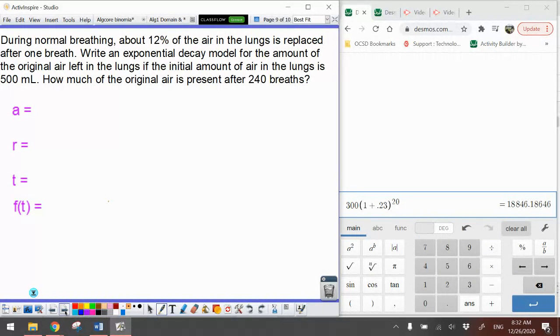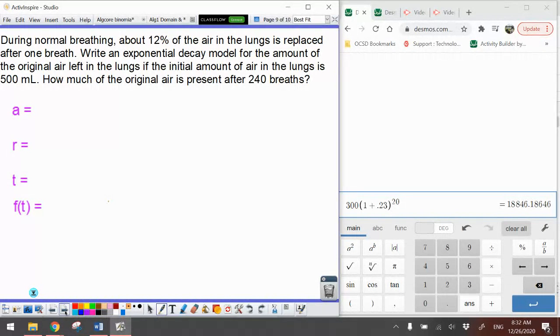All right, so during normal breathing, about 12% of the air in the lungs is replaced after one breath. Write an exponential decay model for the amount of original air left in the lungs if the initial amount of air in the lungs is 50 milliliters or 500 milliliters. How much of the original air is present after 240 breaths?